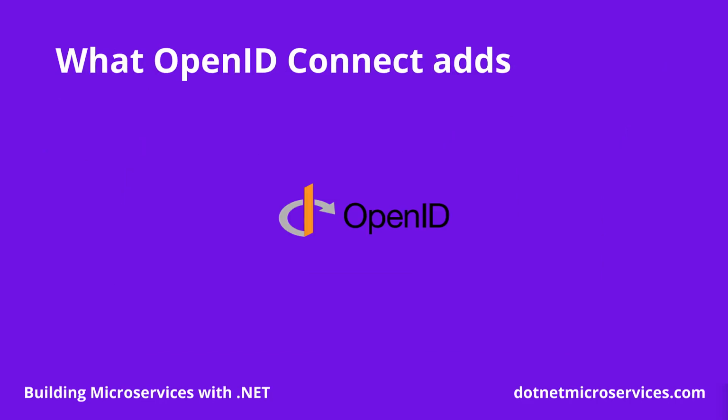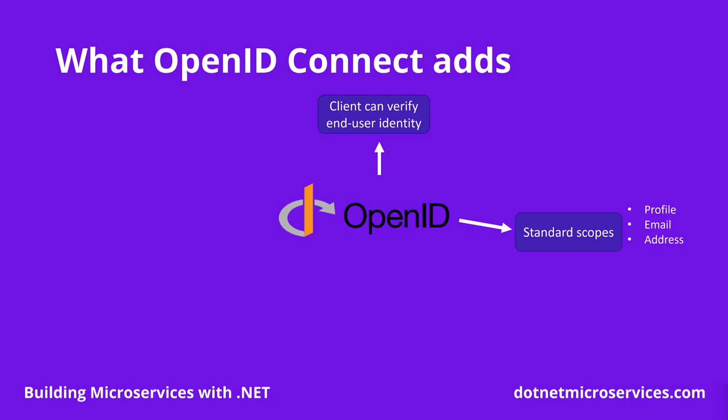Like I mentioned before, the main benefit of using OpenID Connect on top of OAuth 2 is the fact that the client can now verify the identity of the end user. But there are several other benefits of using this protocol. Scopes in OAuth 2 are very loose, so each service has to define them according to their needs. In OpenID Connect, there is a standard set of scopes you can use to request additional claims about the user, like profile, email, address, and phone.